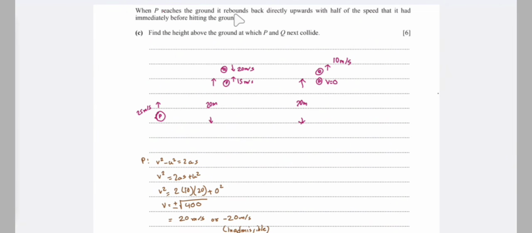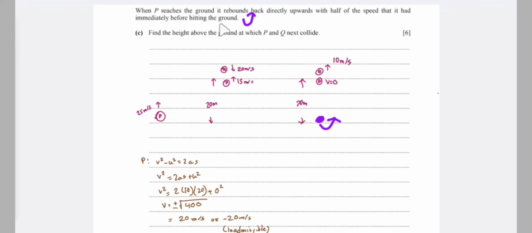When P reaches the ground, it rebounds back directly upward with half the speed it had immediately before hitting the ground. Find the height above the ground at which P and Q next collide. So, when P reaches the ground, it rebounds back, that means it again moves upward. It rebounds back directly upward with half the speed it had immediately before hitting the ground.